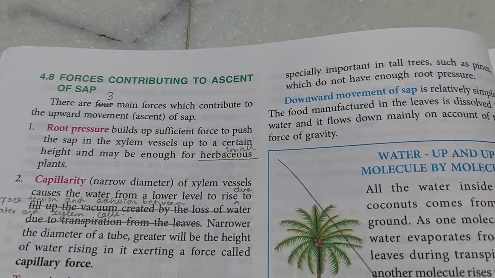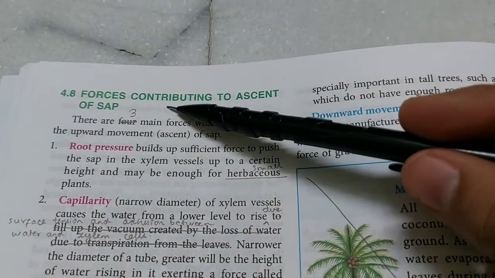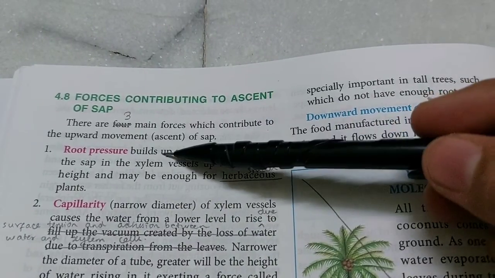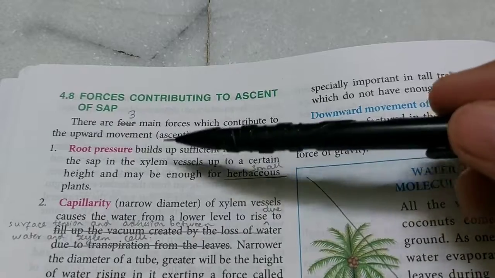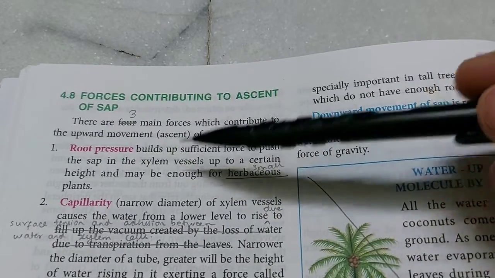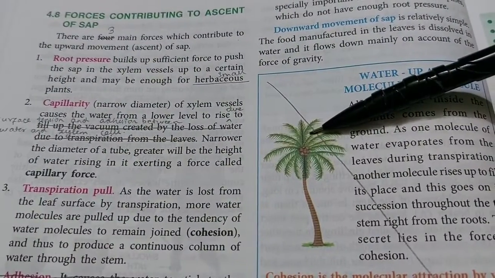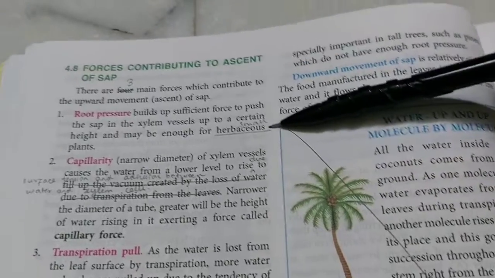Next, the forces contributing to ascent of sap. There are three main forces, not four. Number one, root pressure. As I've explained, the alternate turgidity and flaccidity of the cells in the roots create a root pressure, but that is not enough for the water to rise up to tall trees' tops. It's enough for small plants.